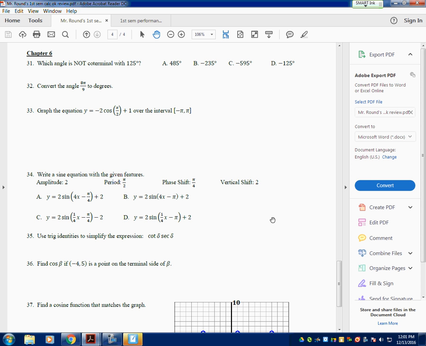Okay, 33, it says graph the equation y equals negative 2 cosine of 1/2 x, so in other words b is 1/2, plus 1 over the interval negative pi to pi. So kind of threw that in, negative pi to pi.